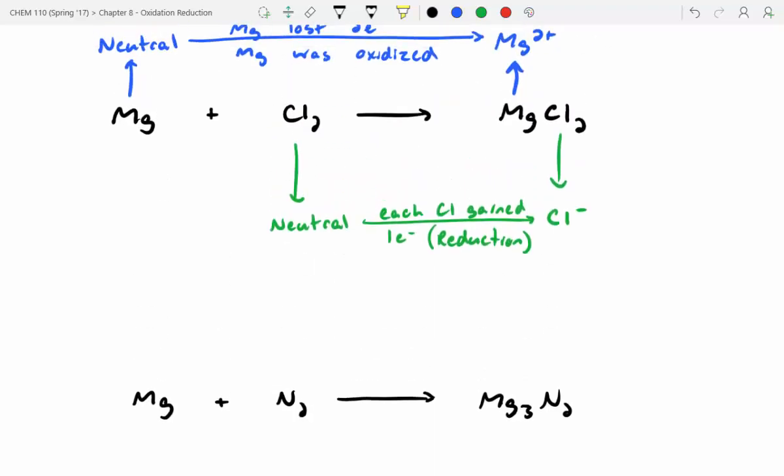So the magnesium chloride, each chlorine has a negative charge. So each chlorine is going to be -1, where the Cl2 on the left is covalently bound. It's not ionic, so it's not charged at all. So if you see elements that are just by themselves, then they're always going to be neutral. But if they're involved in an ionic compound, then you need to keep track of what charge they have.